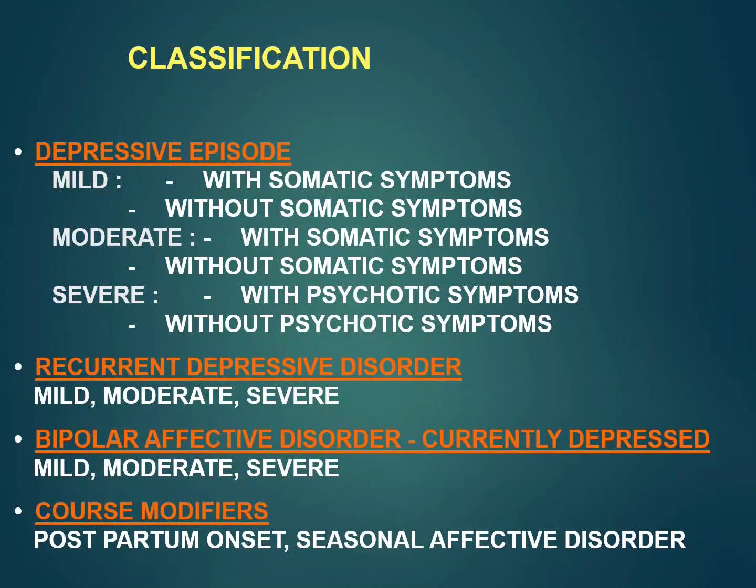The classifications: depressive episode, mild, moderate, or severe, with or without somatic symptoms, and when it is severe, with or without psychotic symptoms. Similarly, recurrent depressive disorder, mild, moderate, or severe. And then we have bipolar affective disorder, when currently it is a depressed state, again mild, moderate, severe. And then course modifiers like postpartum onset or seasonal affective disorders. So those are the course modifiers of depression.